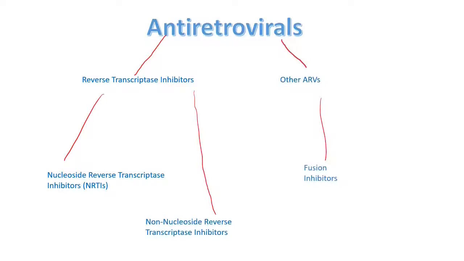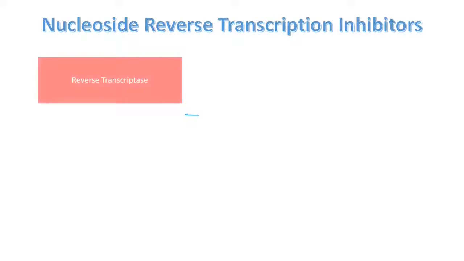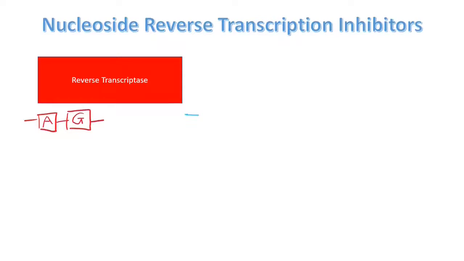There are several classes of ARVs, and the two most often used classes relate to the reverse transcriptase enzyme. Okay, so the first of these classes is the nucleoside reverse transcriptase inhibitors, NRTIs, and these drugs act like the nucleotides used to build DNA.